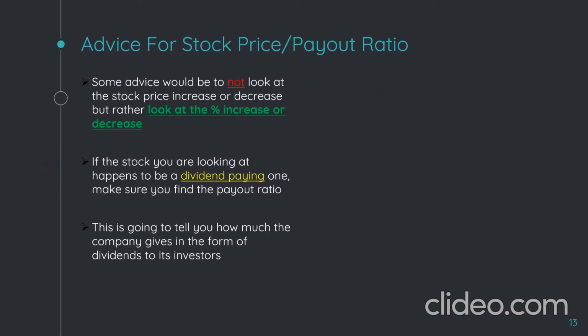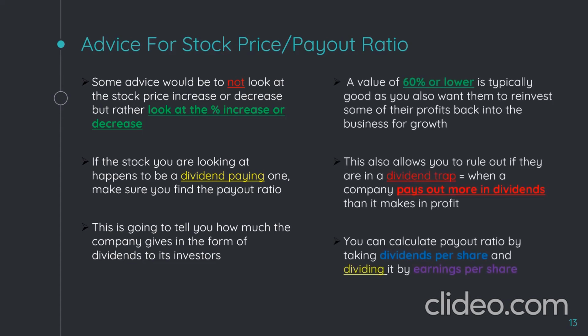Some advice would be to not look at the stock price increase or decrease, but rather look at the percentage increase or decrease. If the stock you are looking at happens to be a dividend-paying one, make sure you find the payout ratio for it. This is going to tell you how much the company gives in the form of dividends to its investors. A value of 60% or lower is typically good, as you also want them to reinvest some of their profits back into the business for growth and to make sure they're not in a dividend trap, which is when they're paying out in dividends more than they make in profits. You can calculate payout ratio by taking dividends per share and dividing it by earnings per share.